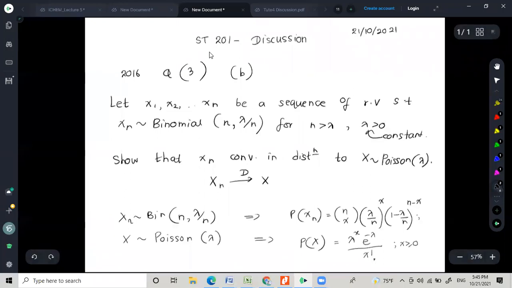Here, what are the possible values of x? For the binomial, x will be 0, 1, 2 up to n, where n is the number of trials. So the sequence xn, the binomial density, can contain values from 0, 1, 2, 3 up to n. The Poisson density can go up to infinity, right? That's the Poisson density. Now, since we have to show it converges in distribution, you need the CDF.